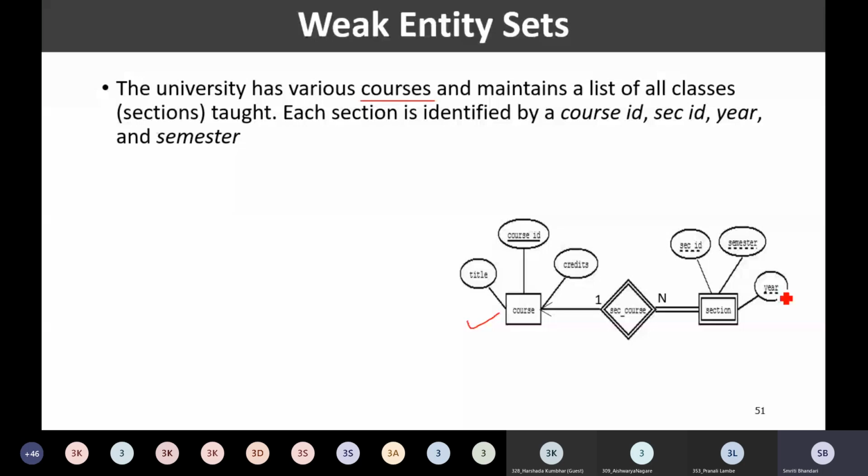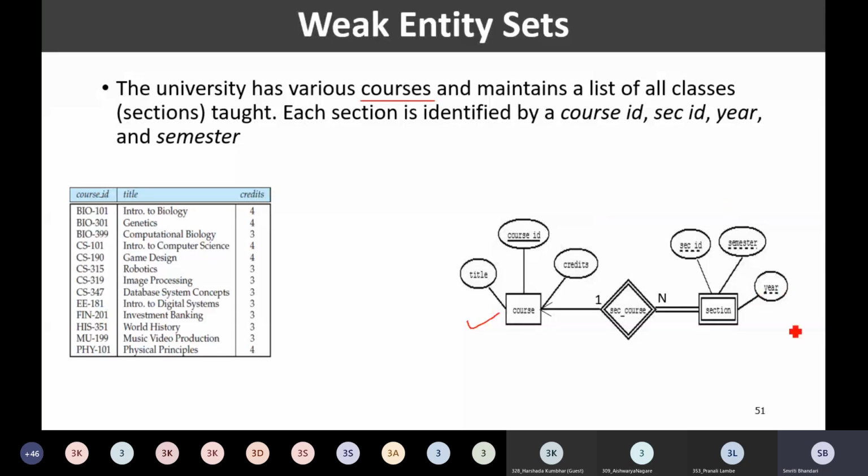Okay, so let me give you a clear idea of what we actually want to store, right? Say for example, in this course entity set, what are we storing? We are storing course ID, title of the course and credits. So we would like to store the data something like this. We have a unique course ID, title for that course and the number of credits. So look at this particular instance of my database, where we have these several courses that are being taught.